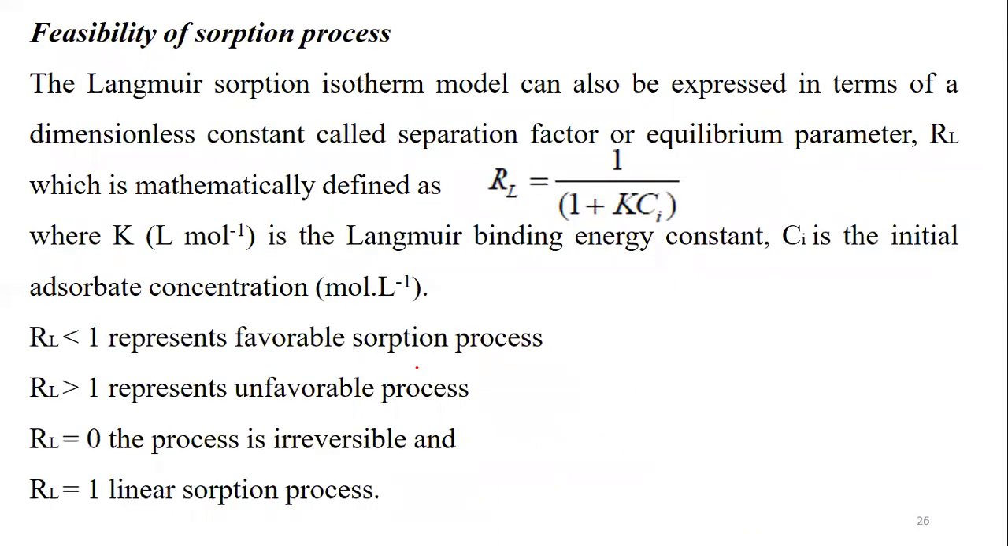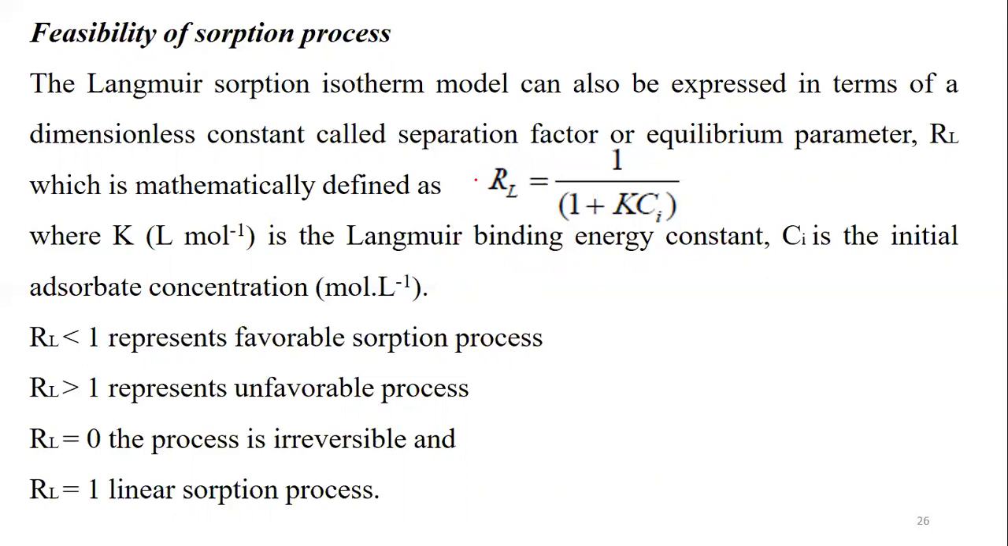Now there is another Langmuir parameter for the feasibility of the adsorption process, and this is also expressed in terms of a dimensionless constant. Why is this called a dimensionless constant? Basically, the equation for RL is given here: RL equals 1 over 1 plus K Ci. We know that K, the Langmuir binding constant, has units of liter per mole, and Ci is mole per liter. Both of them cancel with one another, and we get a dimensionless constant.